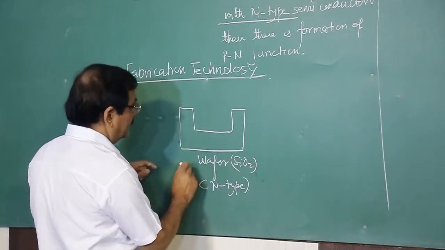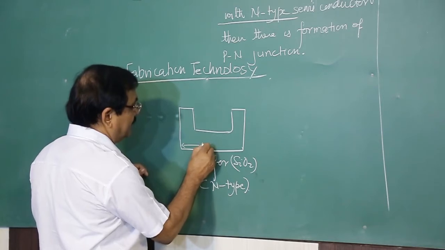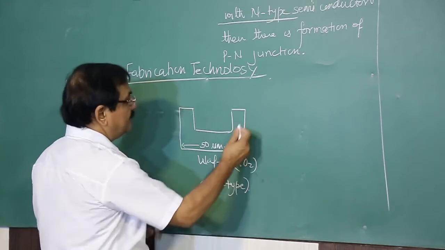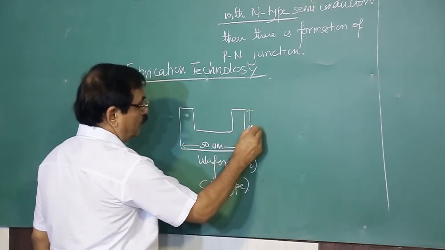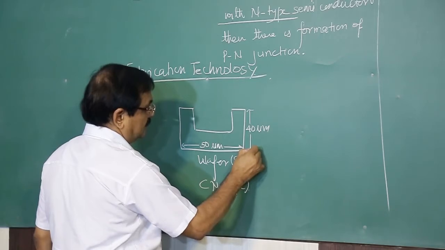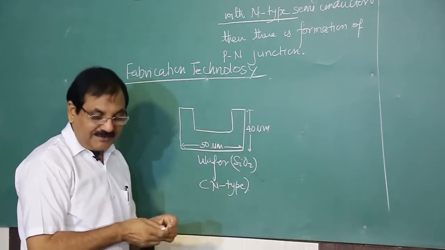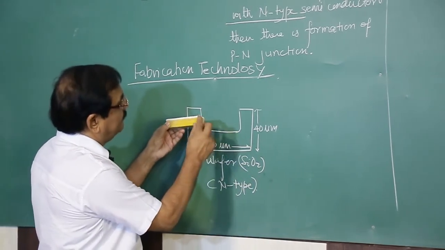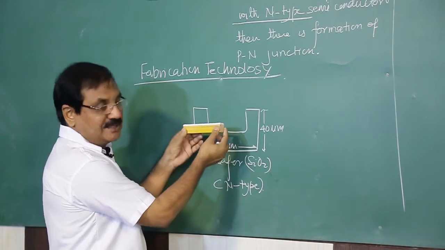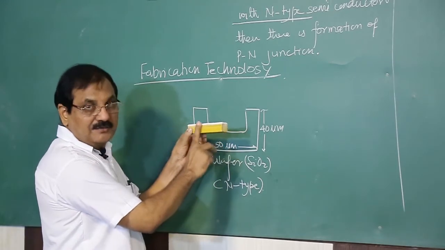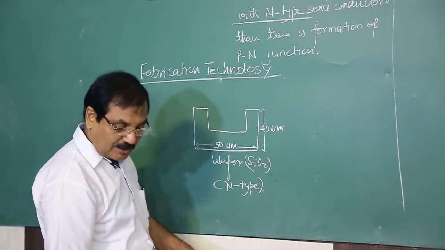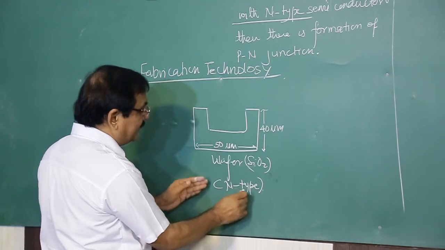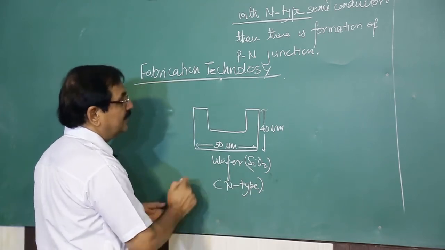If we talk about the dimensions, this is 50 micrometer, this is 50 micrometer, and here it is 40 micrometer. There is also a width, but here we are not concentrating on the width, we are just concentrating on the length and breadth of the silica wafer. So, in this n-type silica wafer, there is a process of CVD.